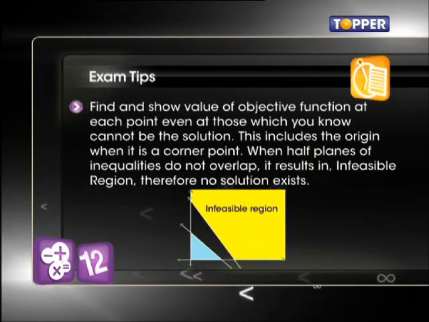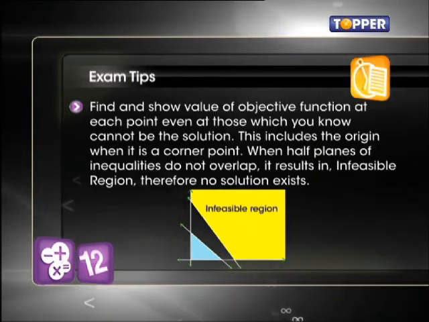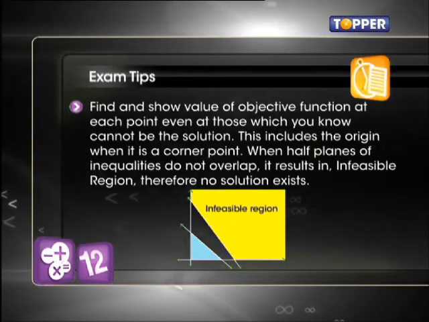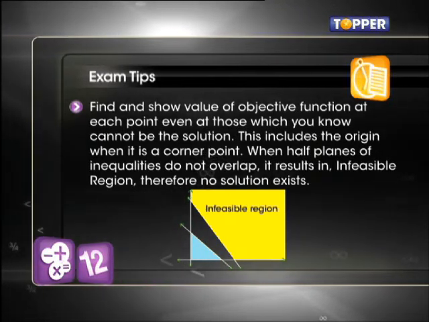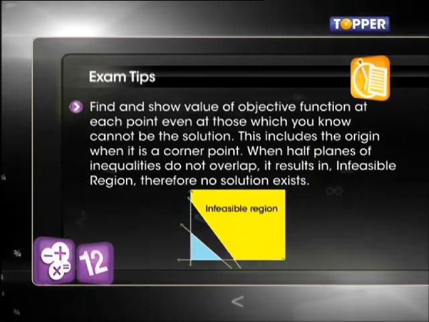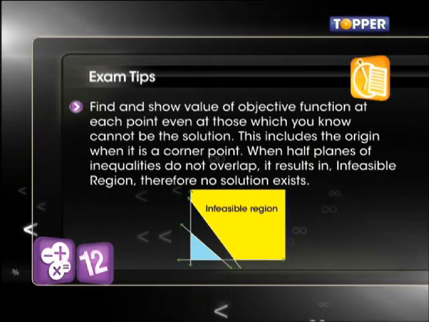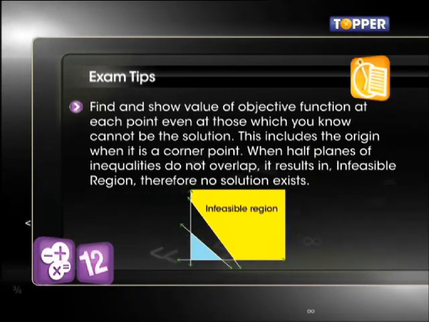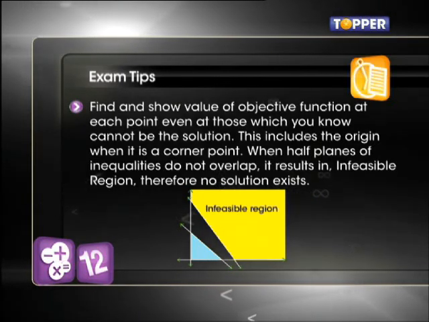Then, find and show the value of the objective function at each point, even at those which you know cannot be the solution. This includes the origin when it is a corner point. When the half planes of the inequalities do not overlap, it results in an infeasible region. Therefore, no solution exists.